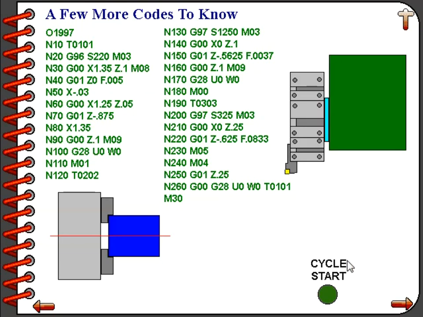But what we really wanted you to see at this point was line number 180 with the M00 command. When this cycle runs, it will stop at the M00 so that the operator could put a tapping compound on the tap before the tapping operation actually occurs.